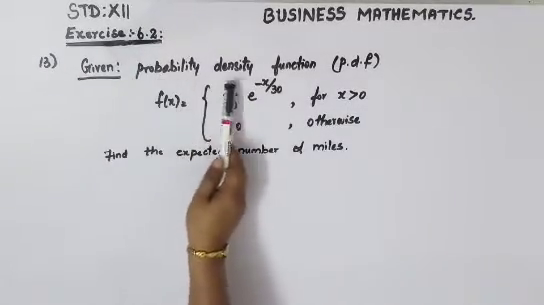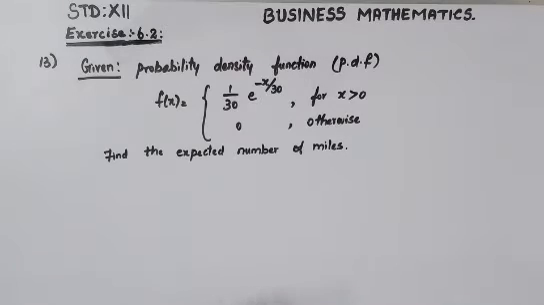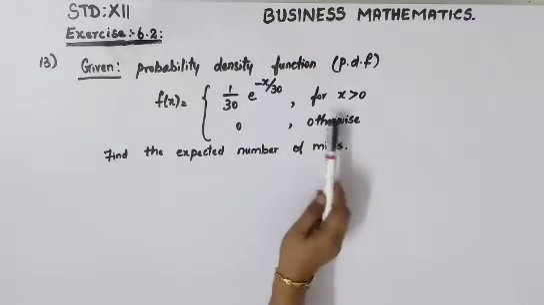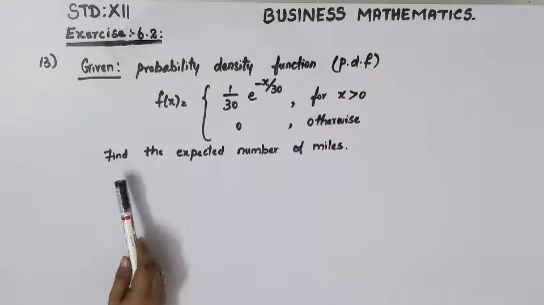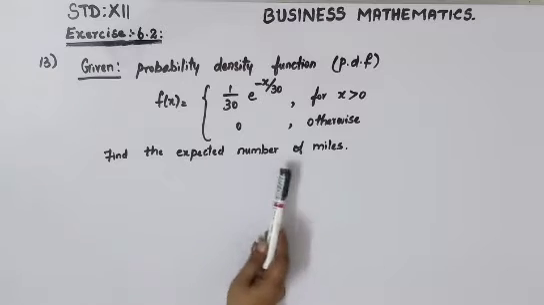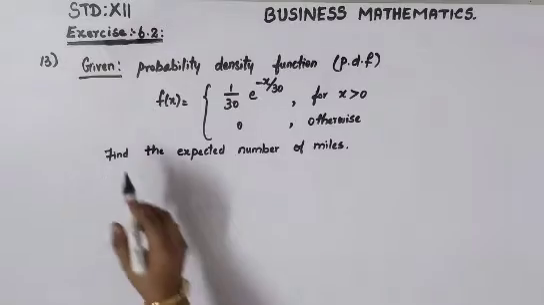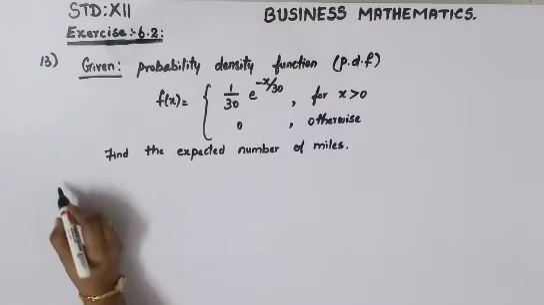The probability density function is given, that is f of x is equal to 1 by 30 into e power minus x by 30 for x greater than 0, and 0 otherwise. They have asked you to find the expected number of miles in thousands a tire would last until it reaches the critical thread wear point. I didn't write the question fully, only what is needed. So first we'll proceed.